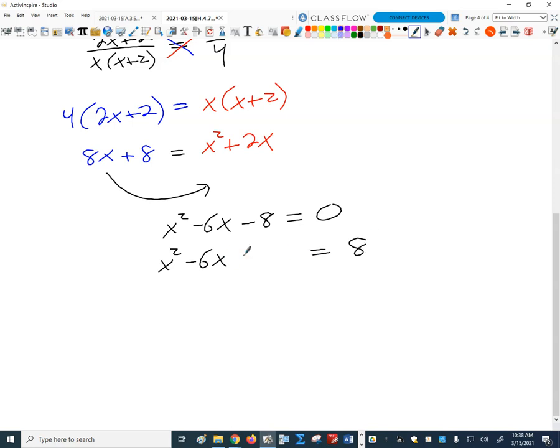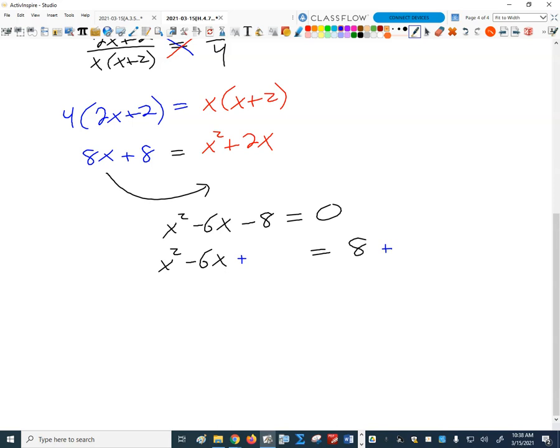What's the number I would have to add to both sides to create a perfect square trinomial to complete the square? Type it in chat. Everybody, type that in chat. There you go. Good, good.